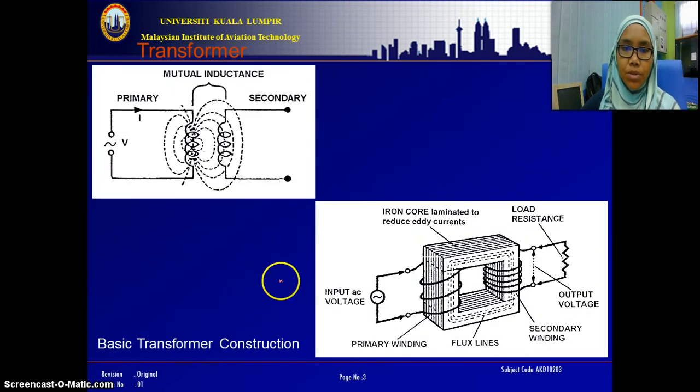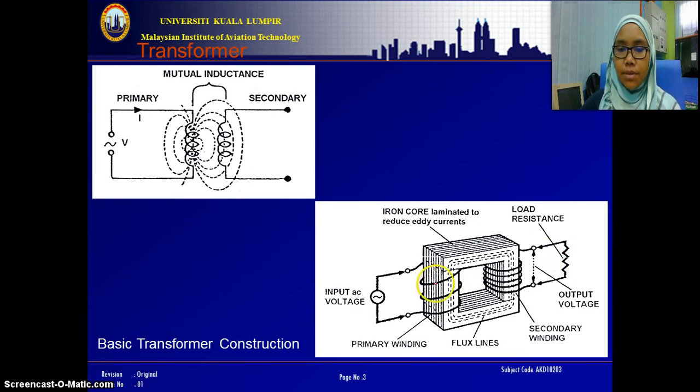Okay, now we go to the structure of the transformer here. So this is a core. It is laminated, and this core has two limbs here. The primary winding is on one limb, and the other winding is on the second limb. So the primary winding is connected to the AC input voltage, and the secondary winding is connected to the loads.